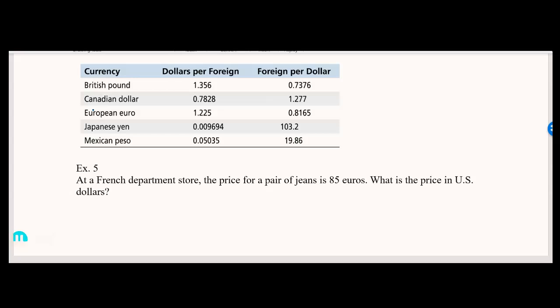At a French department store, the price for a pair of jeans is 85 euros. What is the price in US dollars?